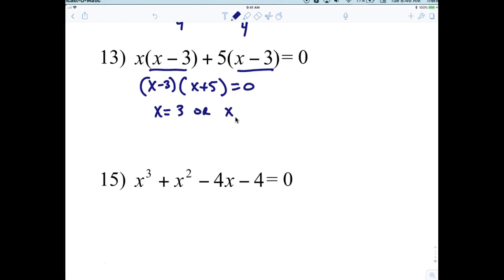or x is equal to -5. Thank you. It's not difficult. All right, those are your two solutions.